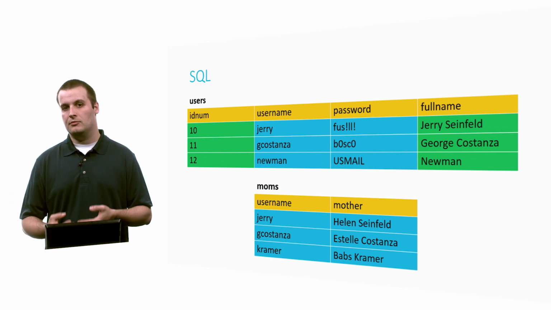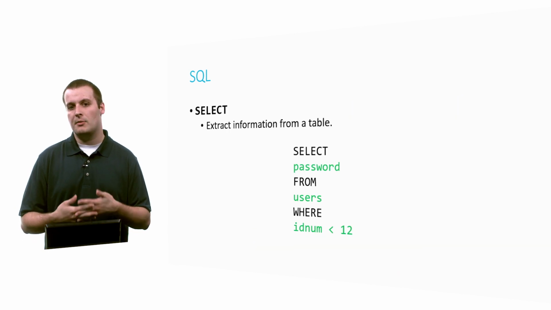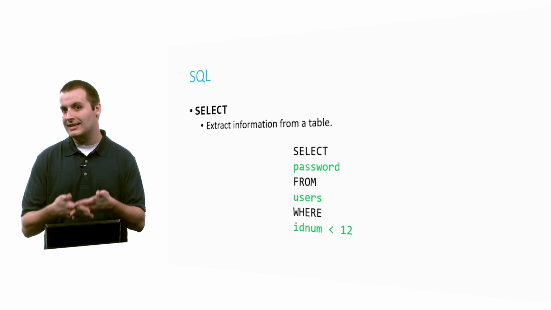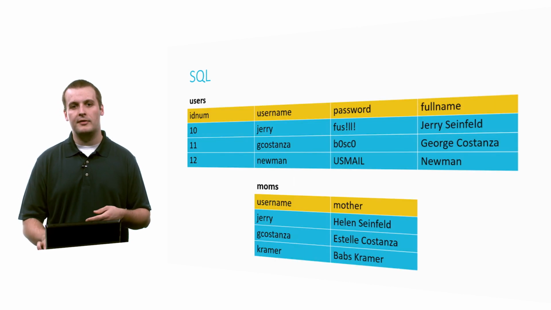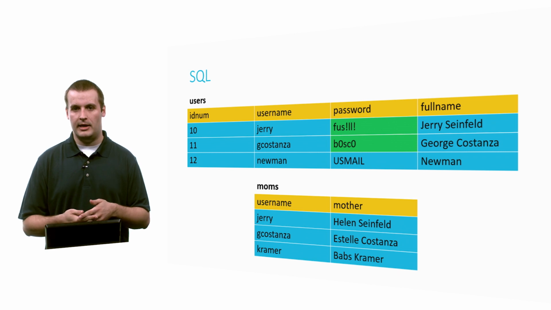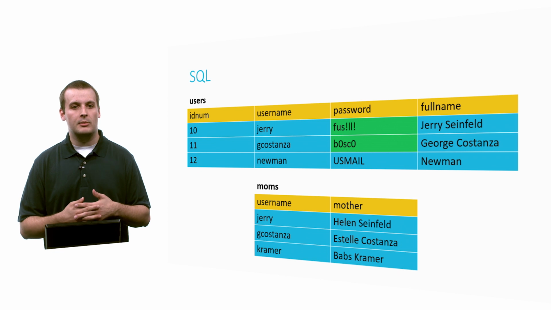Okay? What if I want to select password from users where, so now I'm adding a condition, a predicate, where ID num is less than 12. So here's my database again, my users table at the top. What am I going to get if I want to select that information, the password, where user ID or ID num is less than 12? I'm going to get this information back, right? It happens that ID num is 10, less than 12. ID number 11, less than 12.